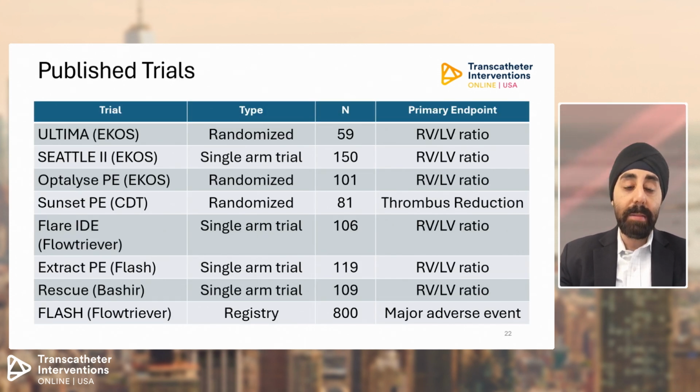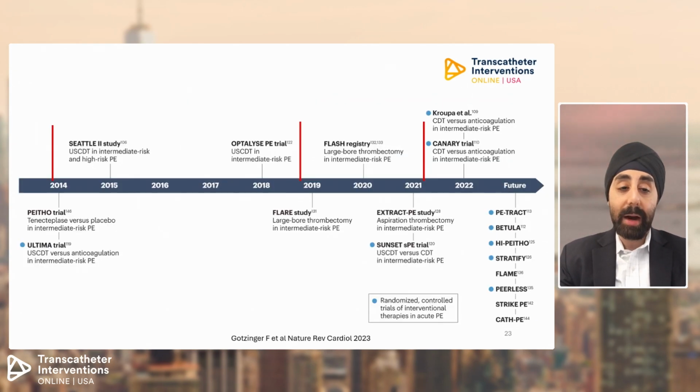When we look at the intermediate high-risk cohorts, and that's that cohort just below, again, this is those C3, D2 patients. Published trials have suggested that RV-LV ratio across multiple different single-arm studies, even some randomized studies, suggested that that is reduced quickly and appropriately. There's good thrombus reduction. There's low adverse events. But what is the randomized data behind this?